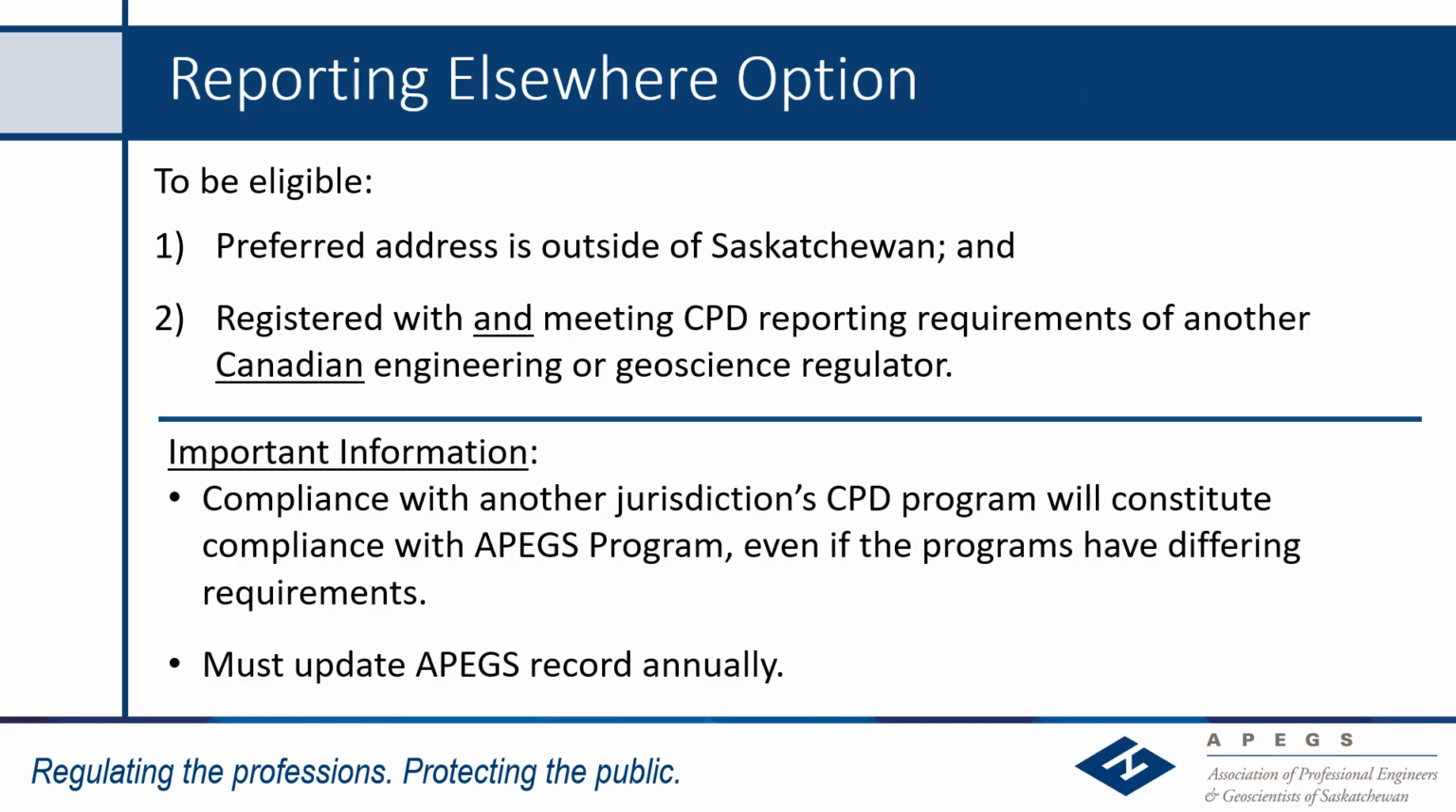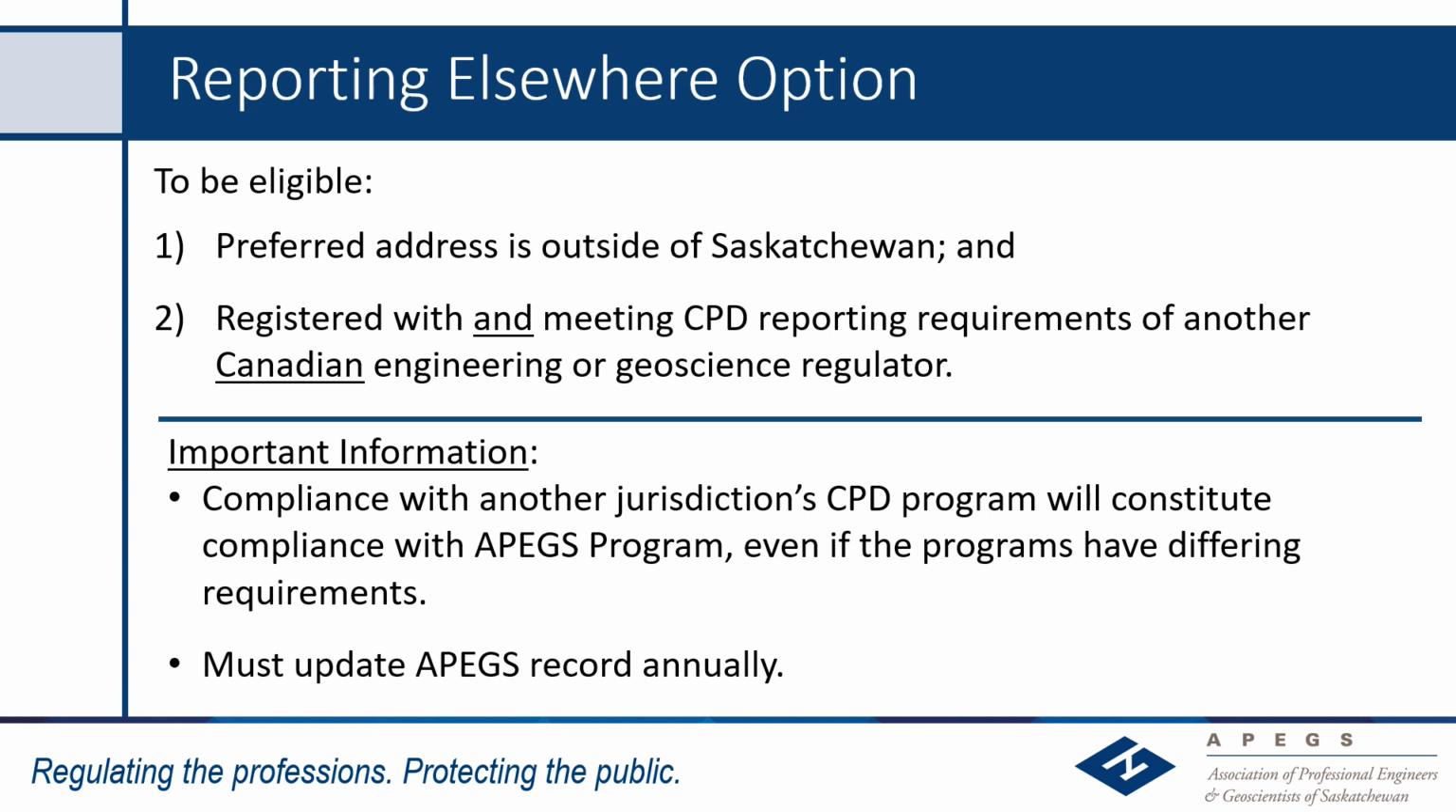If your preferred address registered with APEGS is outside of Saskatchewan and you are reporting and compliant with another Canadian Engineering or Geoscience Regulator's CPD program, you have an alternate reporting option available. You can choose to use the Reporting Elsewhere option. This method typically takes less than a minute to complete. However, it's important to remember that you must update your APEGS records annually to remain in compliance.